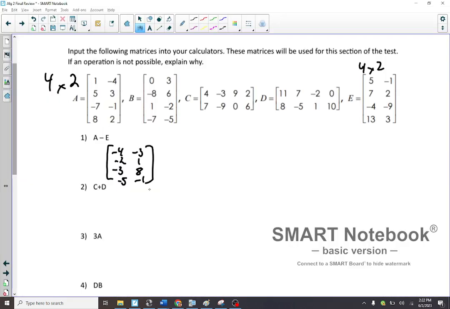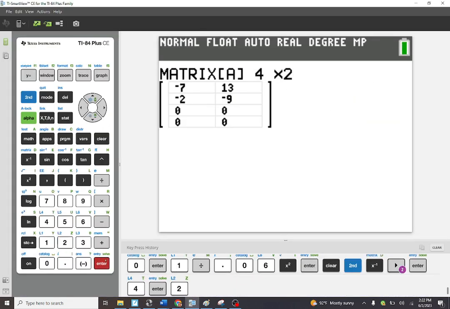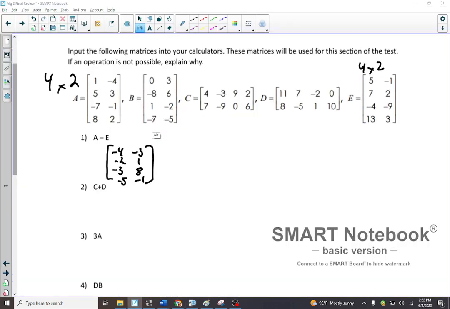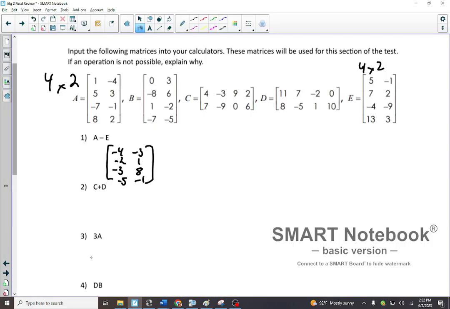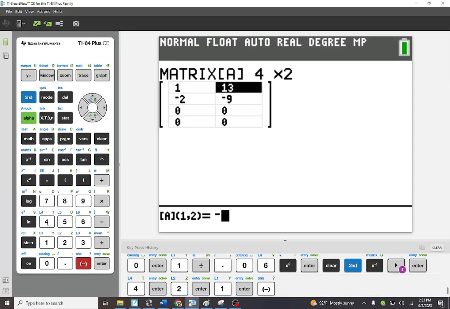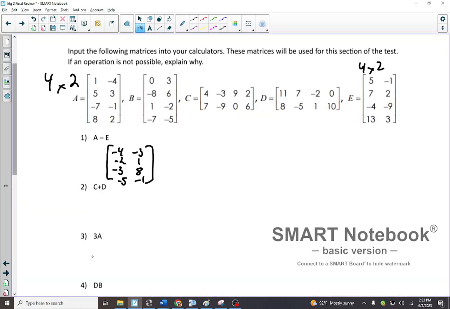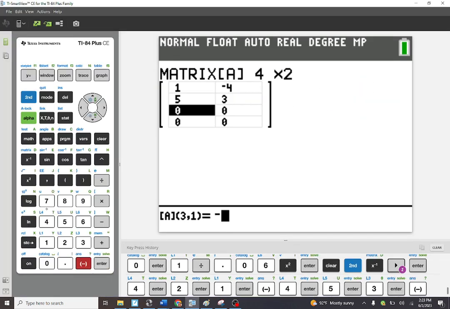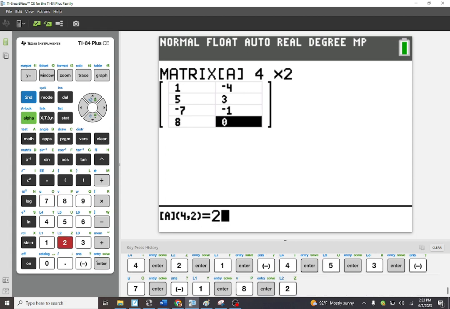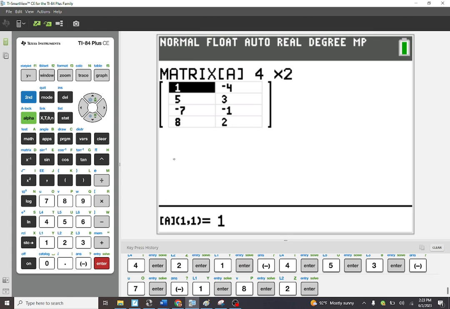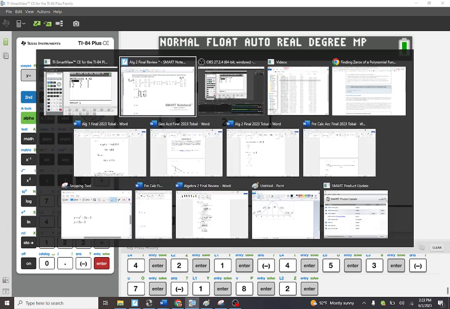Now, what did we say that was? A was a 4 by 2. So I'm going to do 4 and 2. You can see here it's a 4 by 2. Now I'm going to plug in the numbers here. So 1, -4, 5, 3, -7, -1, 8, 2. You see how every time I put in a number, I just press enter and it goes to the next one. And I just want to make sure it's matching.